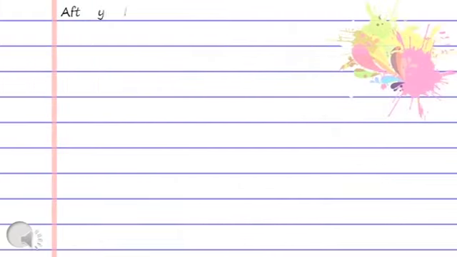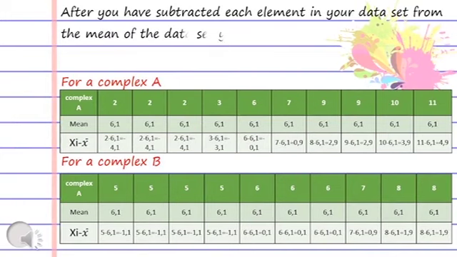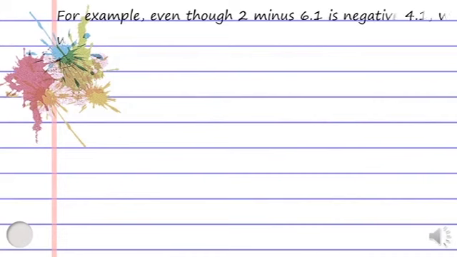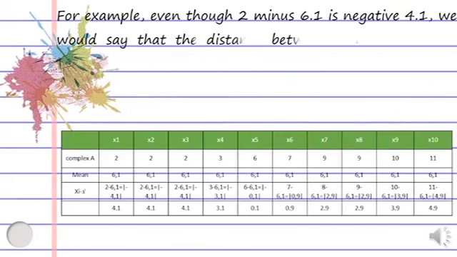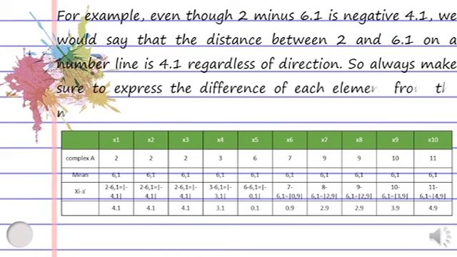After you have subtracted each element in your dataset from the mean of the dataset, you have to remember to use the absolute value of each difference. For example, even though 2 minus 6.1 is negative 4.1, we would say that the distance between 2 and 6.1 on a number line is 4.1 regardless of direction. So always make sure to express the difference of each element from the mean as a positive number.